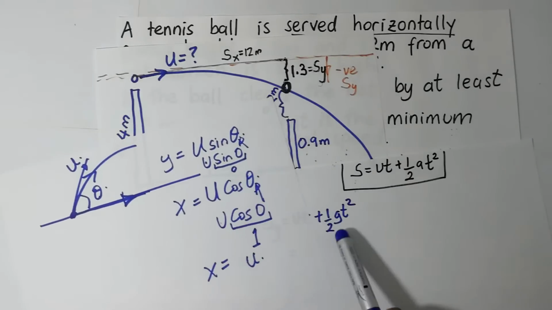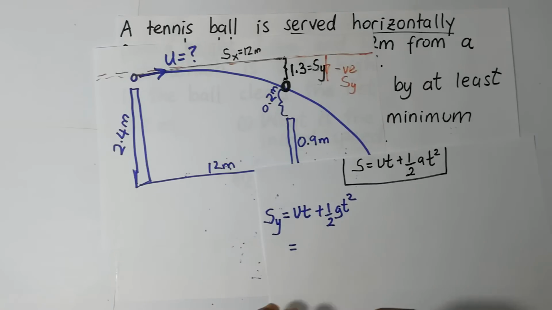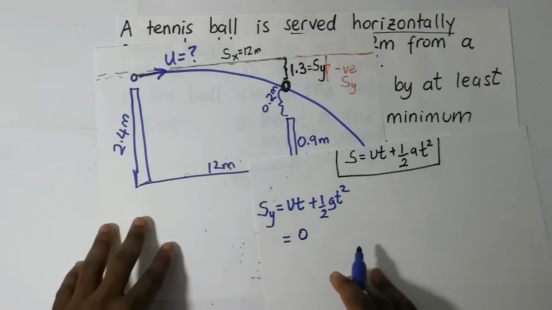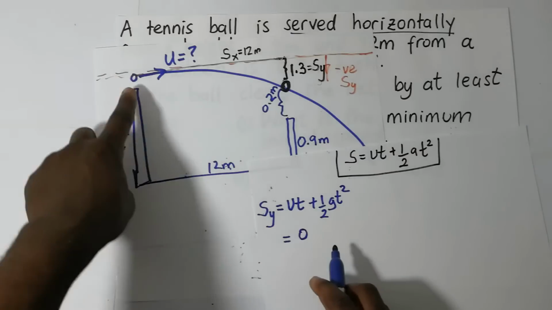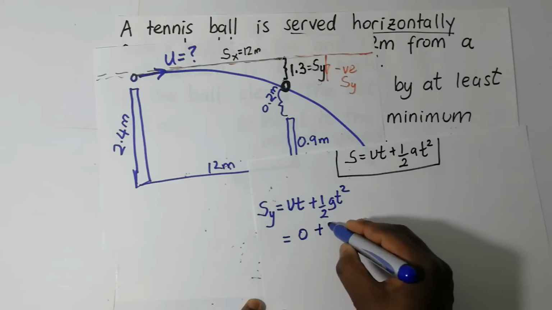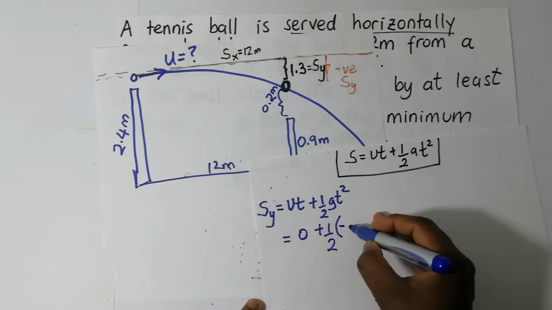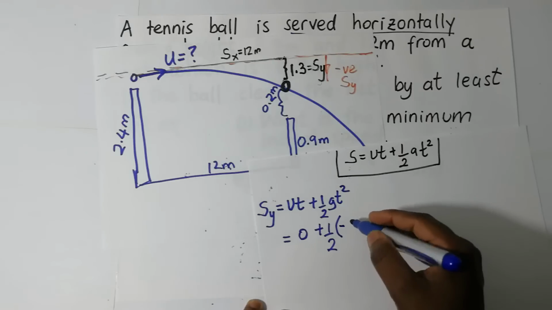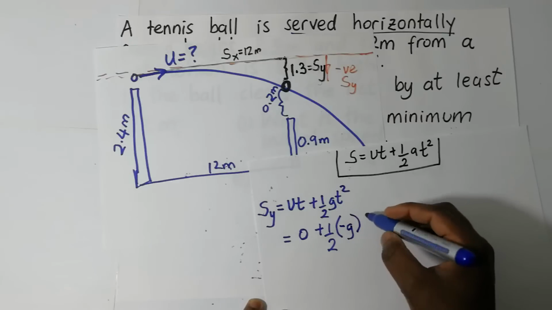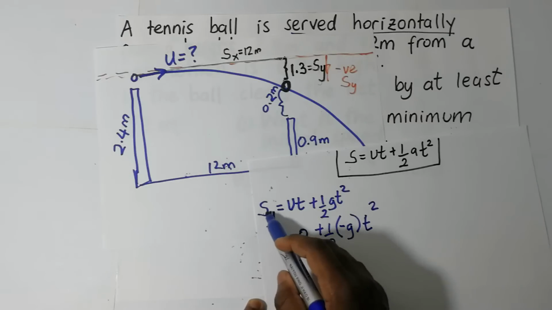So as we are substituting this in here, this is 0, because there is no component of the velocity in the y direction. So 0, of course, plus a half. Gravity is in the negative direction, minus g, t squared. This is equal to the displacement in the y direction.